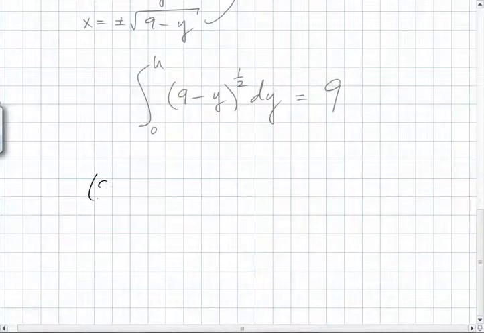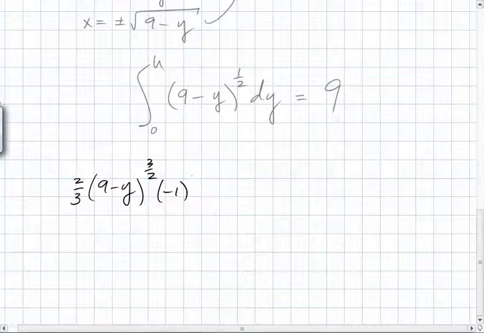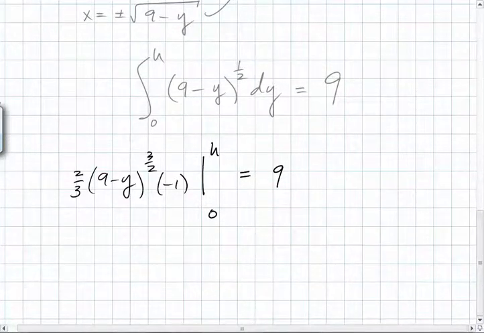Okay, so what power do you know the integral has to be to? 3 over 2. You know it has to be (9 minus y) to the 3 over 2, which means what do you have to put in front? 2 over 3. And there's a negative right here, so what do you have to put on the outside? A negative 1, because you have to take care of that because of the chain rule. And you know that this evaluated from 0 to h has to equal 9.